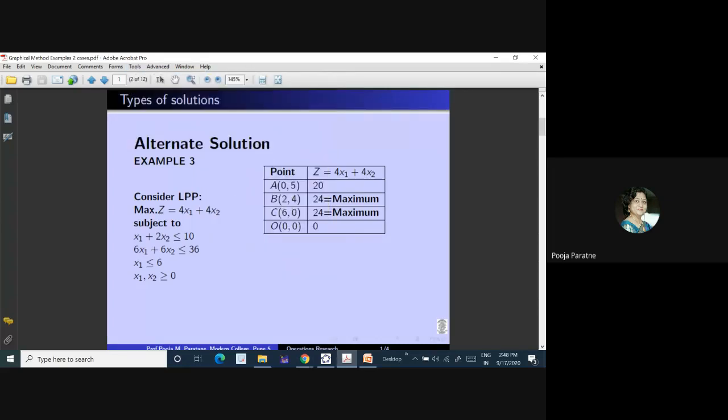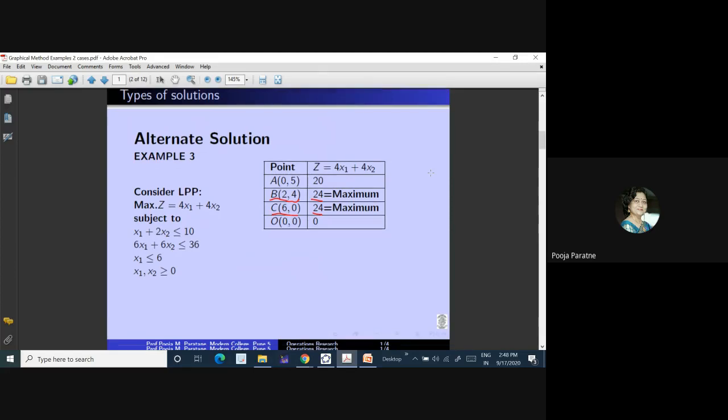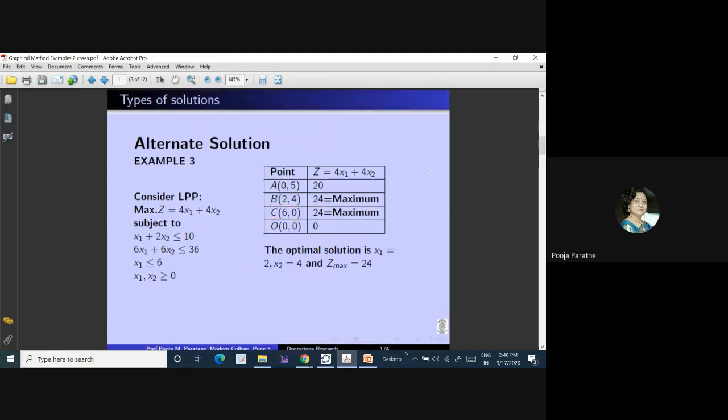At x = 2 and y = 4, the value is 24. But at x = 6 and y = 0, we get the same value. It means that it has an alternate solution, at different values of x and y. So this is the case of an alternate solution. Therefore, the first optimal solution we can write is x1 = 2, x2 = 4, and z max = 24.